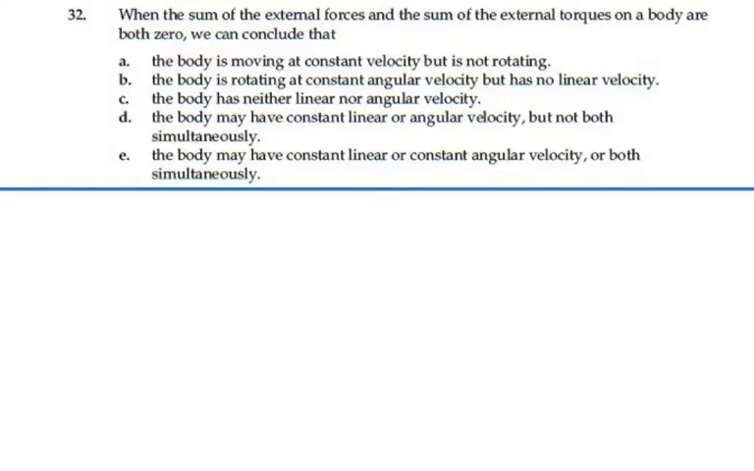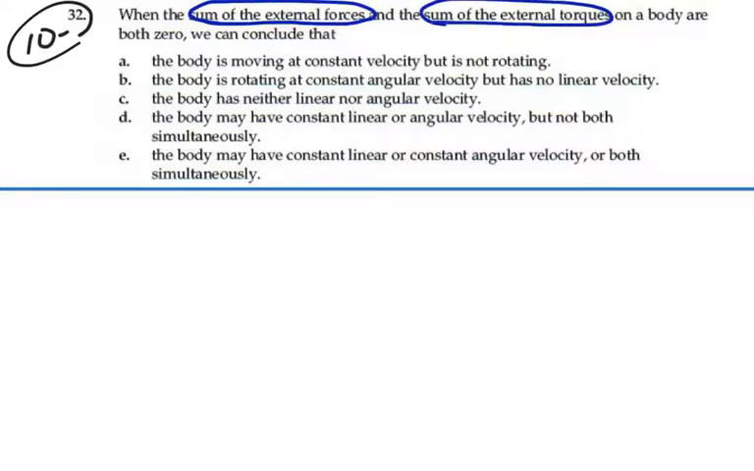Here's problem 1032. When the sum of the external forces and the sum of the external torques on a body are both zero, we can conclude that... So here's the key phrase: the sum of the external forces and the sum of the torques are both zero. If the sum of the external forces is equal to zero, and usually that's ma, that means that the acceleration is zero.